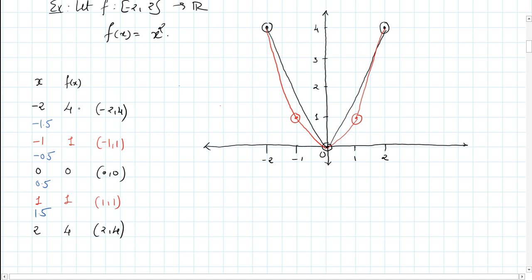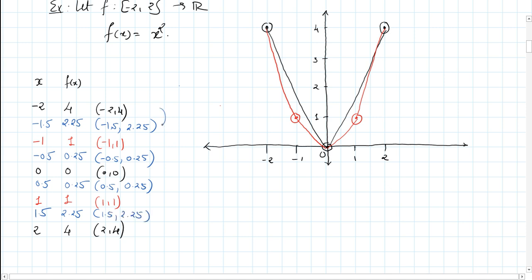So I have to take the values of f(x) for the same. Minus 1.5 squared is 2.25. Minus 0.5 squared is 0.25. Then 0.5 squared is 0.25, and 1.5 squared is 2.25. So the points I have now are minus 1.5, 2.25; minus 0.5, 0.25; 0.5, 0.25; and 1.5, 2.25.